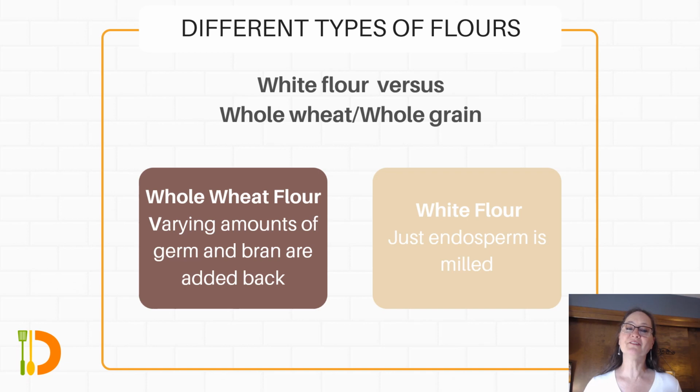The primary difference in flours is their protein content. White flour versus whole wheat or whole grain. White flour is just the endosperm is milled. Remember, the endosperm is where the starch is. Whole wheat flour is different, so there's no protein basically in white flour. Whole wheat flour has varying amounts of germ and bran added back. Including germ and bran adds not just protein and fiber, but all those extra nutrients as well, such as vitamins and minerals.